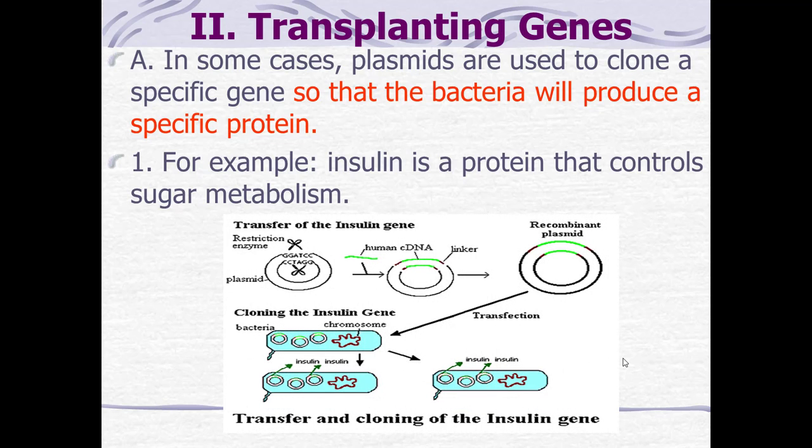This is the diagrammatic explanation of the insulin gene transformation. A restriction enzyme cuts the plasmid and the gene of interest, transfection is done, and the insulin gene is encoded into bacteria that produce the insulin hormone protein.